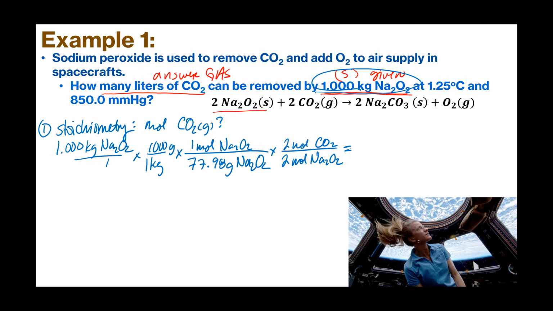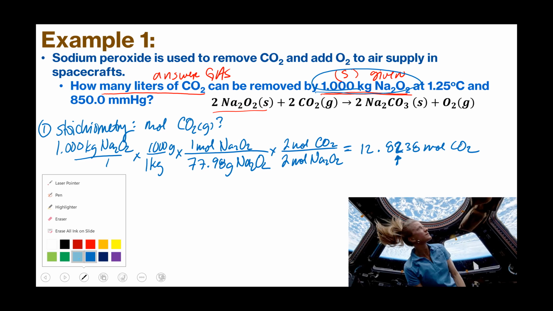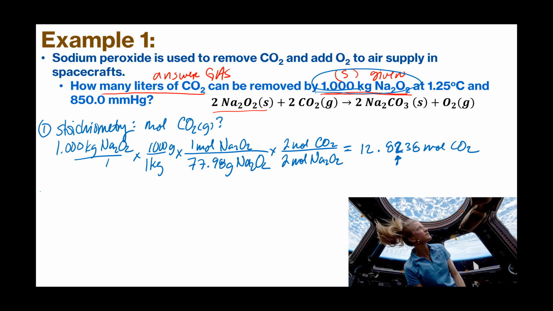And when we multiply all this through, we get 12.8238 moles of CO2. Because of all those zeros, we want 4 significant figures, so that's this 2 right here. Now, since we did stoichiometry first, we're doing ideal gas law second. The second thing we're going to do is PV equals nRT, and this is where we're going to find our answer. This is liters of CO2.